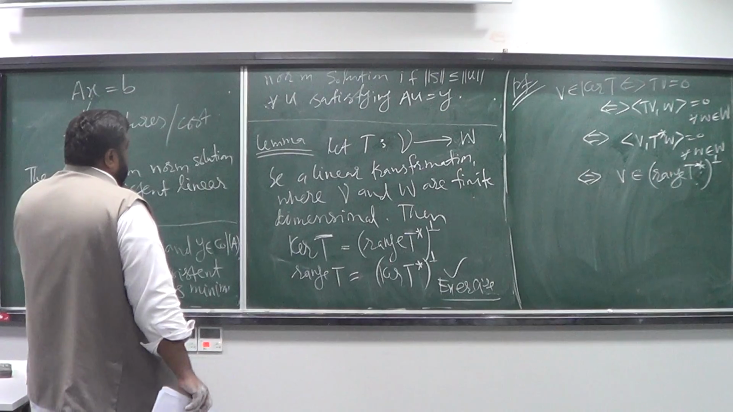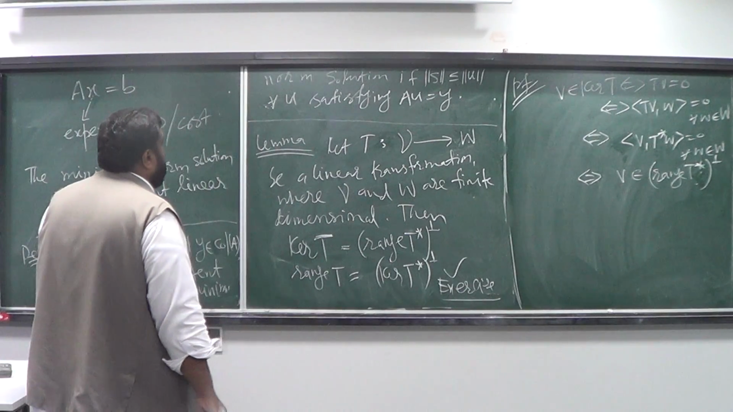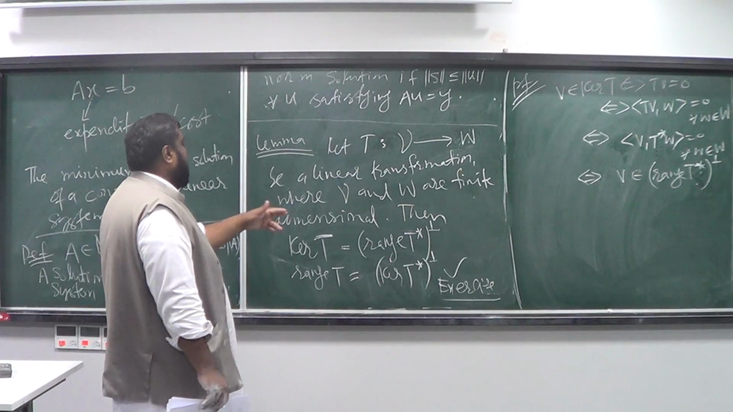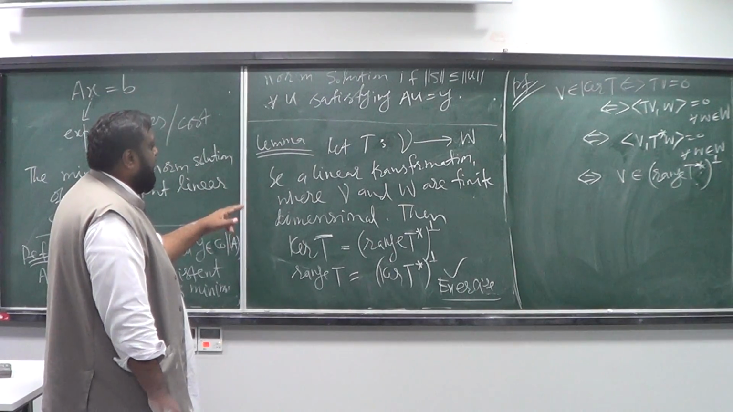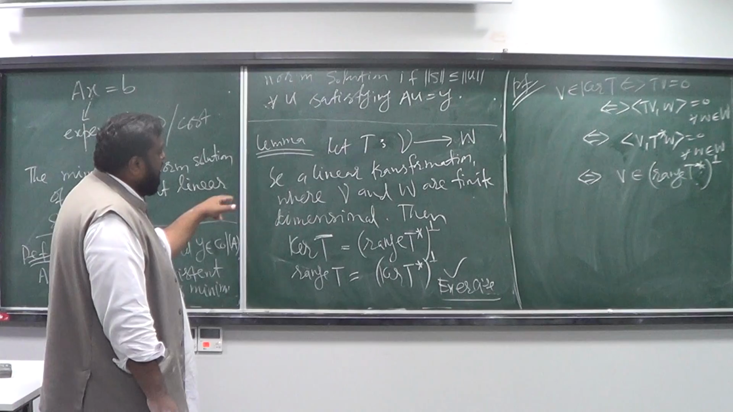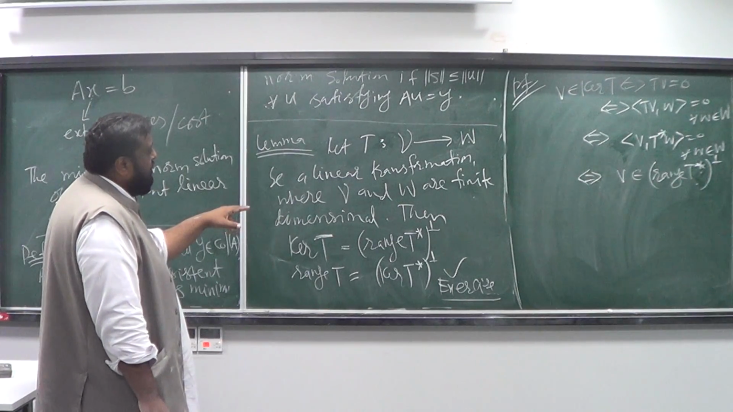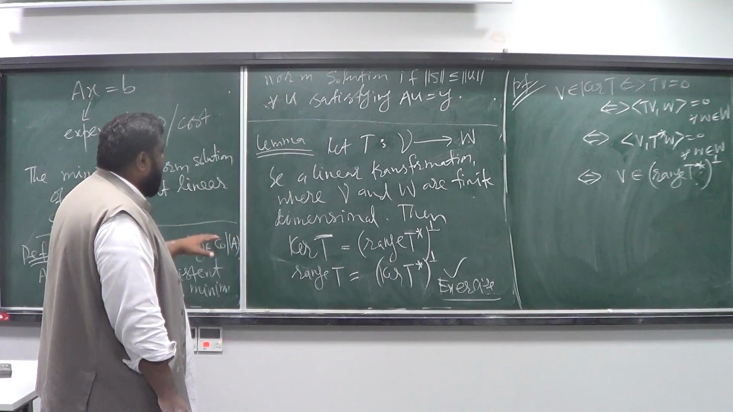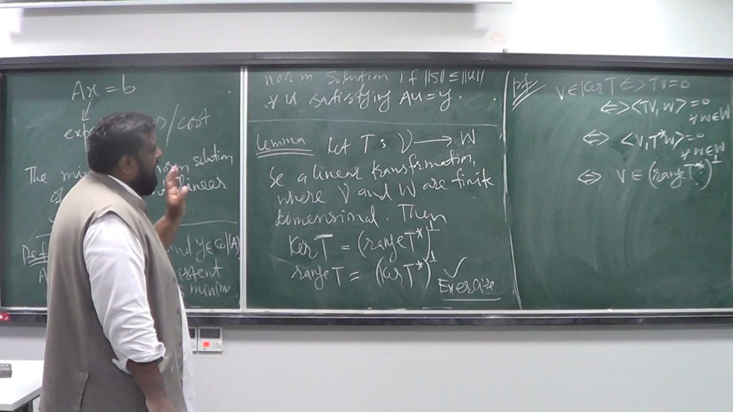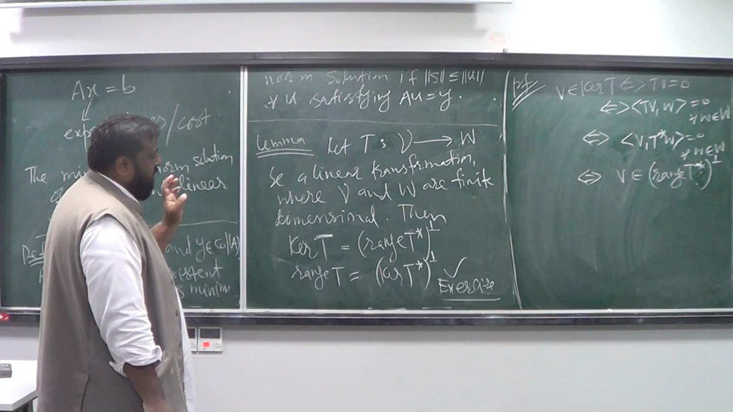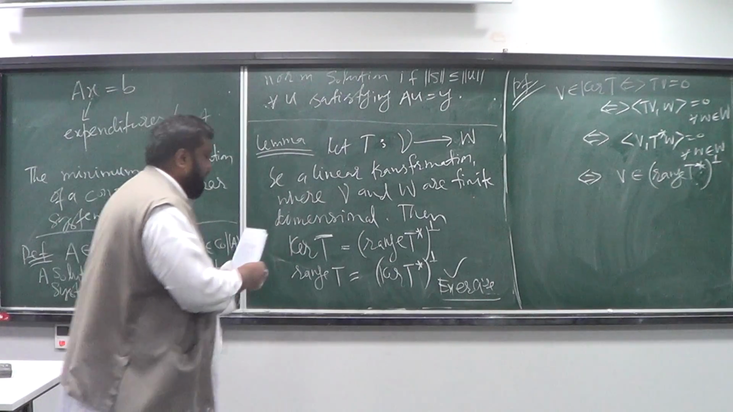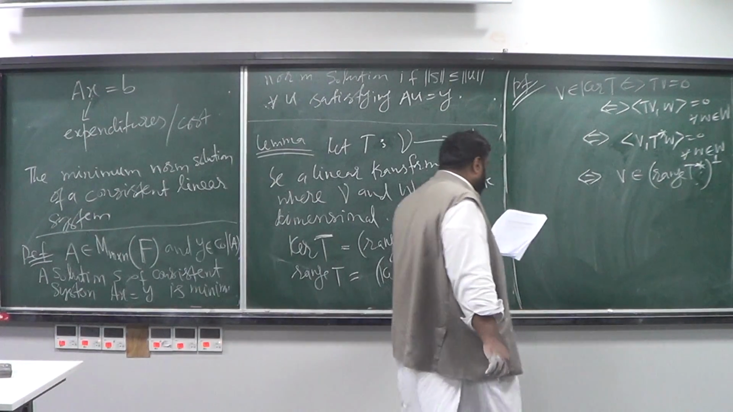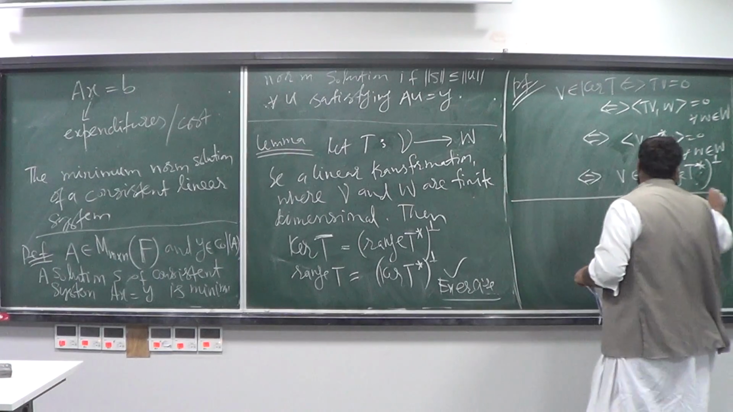So what does this show? That if T is a linear transformation from V to W, then the kernel of T is equal to the perp of the range of the adjoint, and the range of T is equal to the perp of the kernel of the adjoint of T. Okay. Now what are the consequences of this actually?